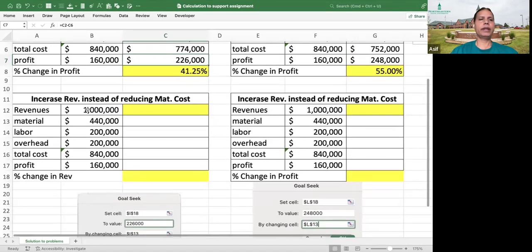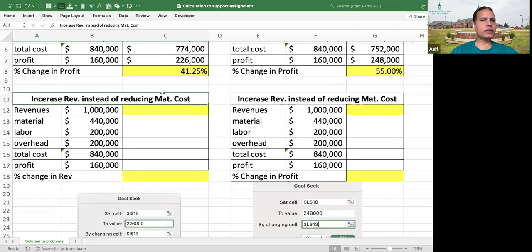So over here, as you can see, it says increase revenues instead of reducing material cost. Initially, we had this material cost 440,000 and we reduced it by 15% here and then 20% in the later part. And then we obtained here a profit that was 226,000. So this is the profit that we got. Now, I want to get the same profit here. I'm just writing it temporarily. I will remove it. And when it comes to material cost, I don't want to change material cost. Material cost would remain the same. That's 440,000.